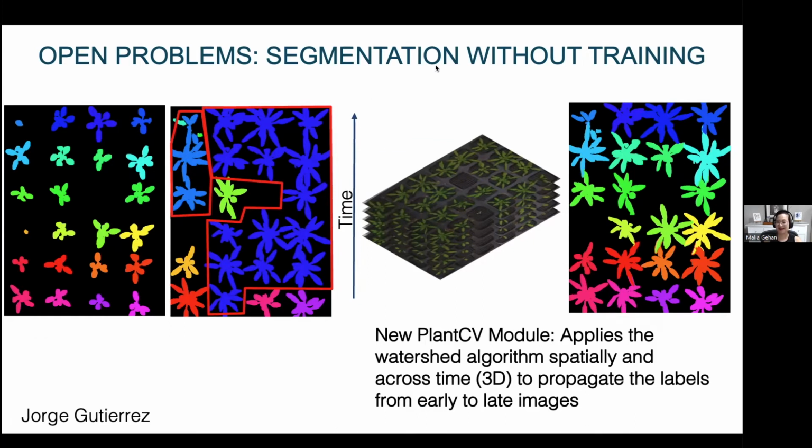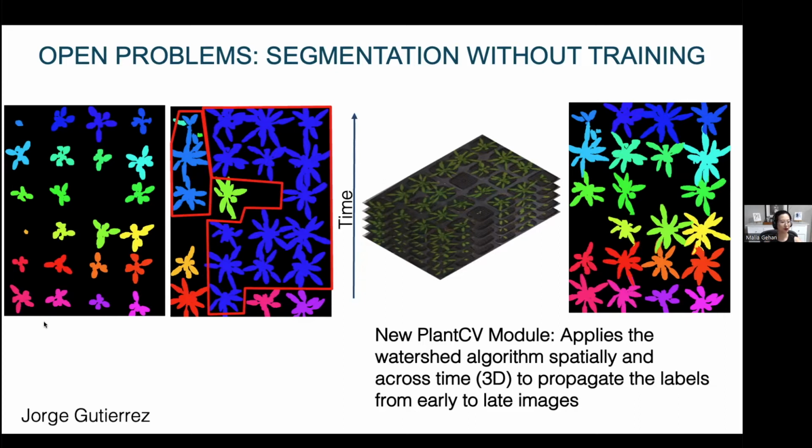Again, speaking of machine learning, one of the biggest problems is not having training data. So again, we wanted to develop tools that make it easier to either analyze data right away or to create training data for future machine learning. So Jorge developed this 3D watershed algorithm and has added it to PlantCV.